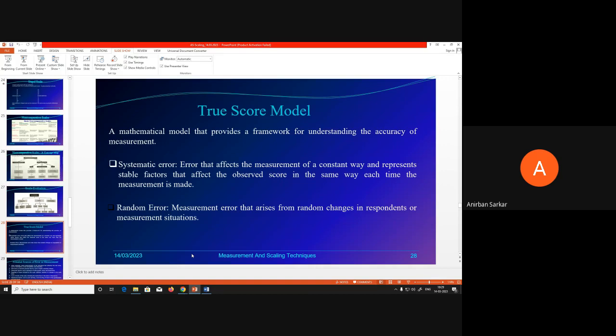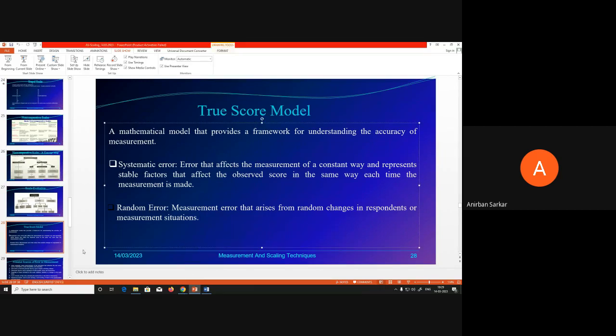See here. It is visible, I think. Yes, sir. What is a systematic error? Error that affects the measurement in a constant way and represents stable factors that affect the observed score in the same way each time the measurement is made. It means the effect is constant. Whereas random error is measurement error that arises from random changes in respondents or measurement situation.